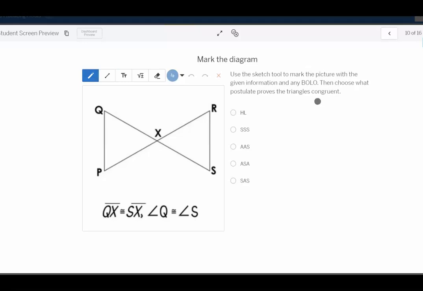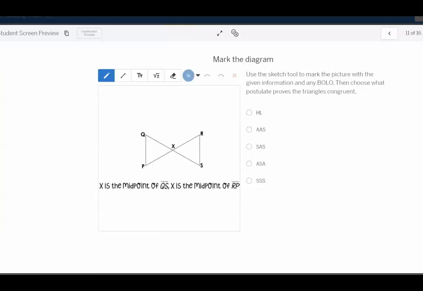We have QX is congruent to SX. So these two are congruent. And then angle Q is congruent to angle S. And then we have to think, okay, well, what else do we know is congruent? In this case, we have vertical angles, right? So those have to be congruent. So if we just look and see what we have here, we have angle, then a side, then an angle. Angle, side, angle. So that's what we choose, angle, side, angle.